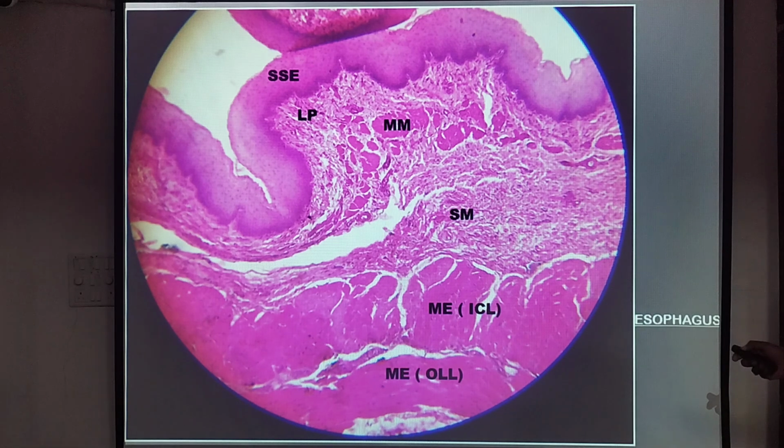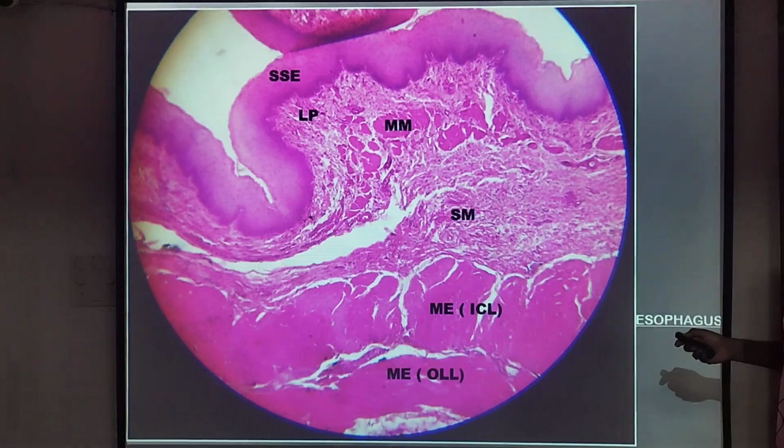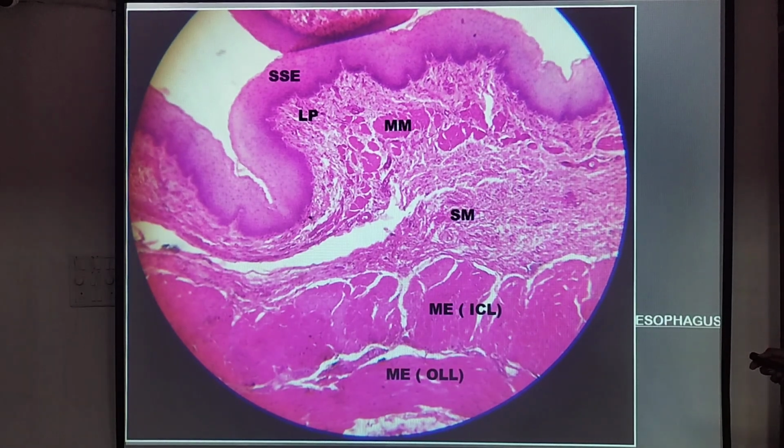Starting from inside to outside, you can see that the first layer, the innermost layer, is the lining epithelium, that is a part of the mucosa. So first is mucosa, then you have the submucosa, then you have the muscularis externa, then you have the serosa or the adventitia. So this is the general plan of GIT. What is the general plan of GIT? Presence of mucosa, submucosa, muscularis externa and presence of serosa or adventitia.